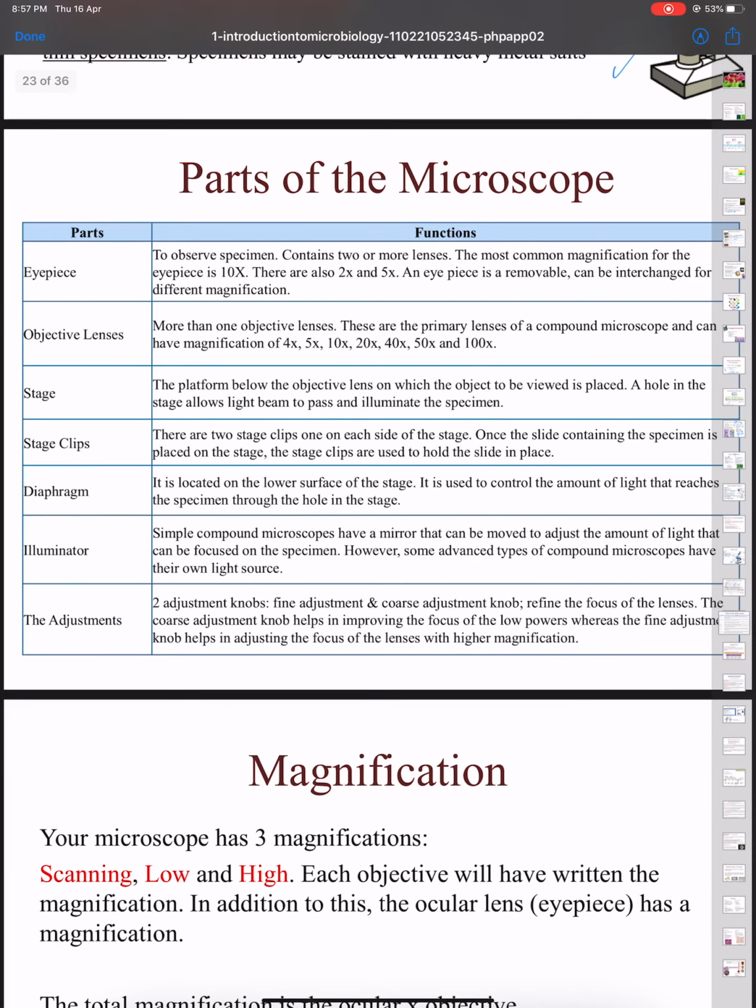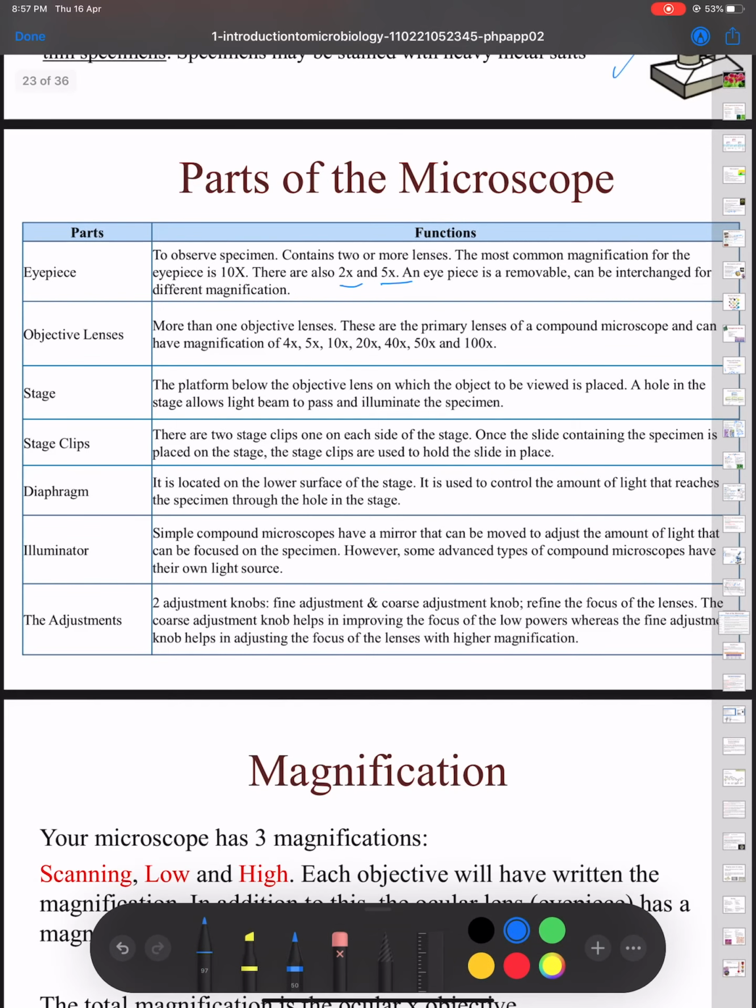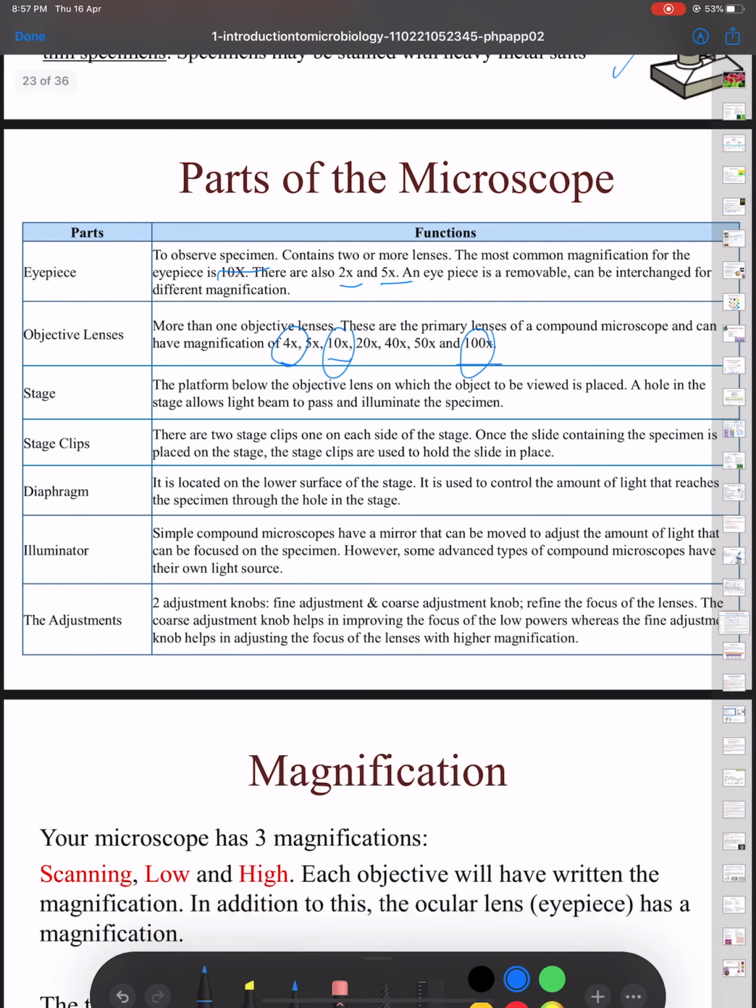As I already told you, the eyepiece usually will be 2x and 5x, and also sometimes 10x. And for the objective lens, you can usually see 4x, 10x, and 100x most probably. All microscopes will have these. Stages, as I've told you, play the same role.